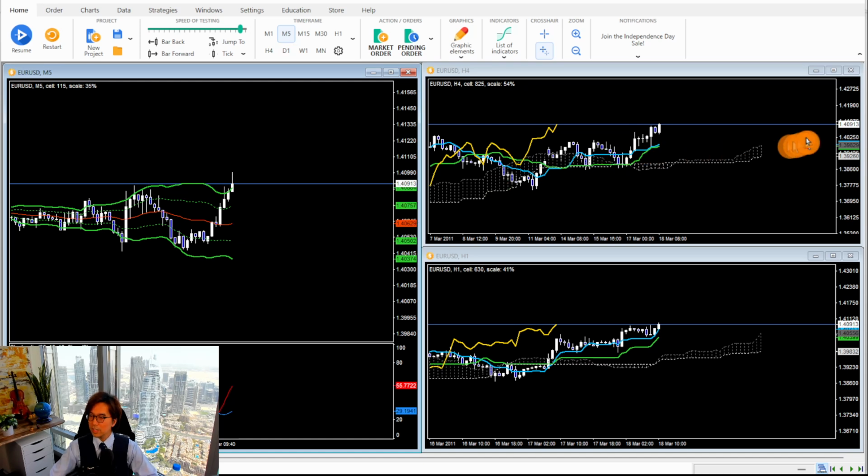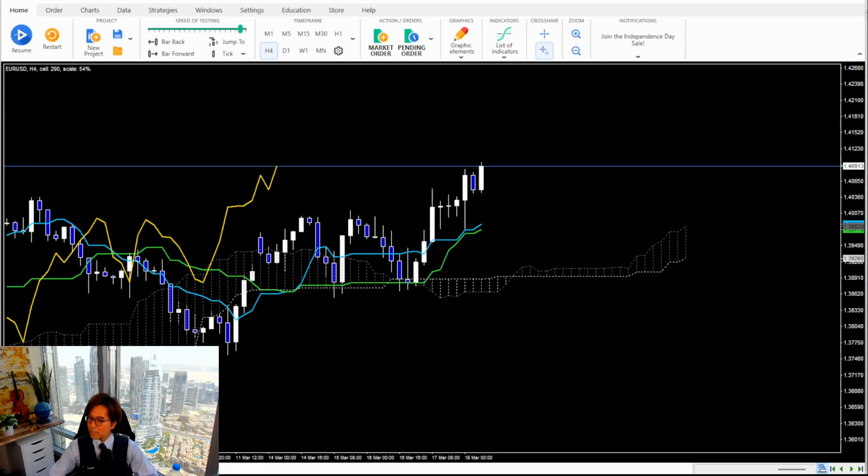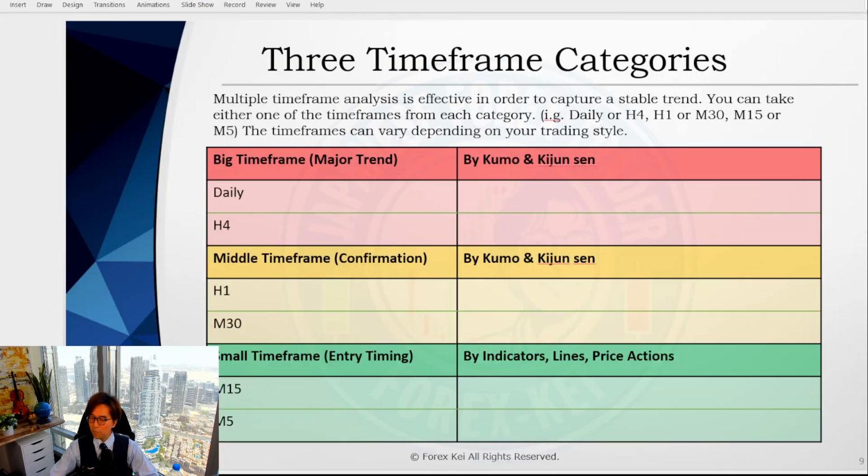Clearly. Okay, so here, at this breakout, that actually made the 4 hour, again, Kumo up, Senko span B up, A up, and Kijun Sen is up also. So that means, on this slide, back on this one, 4 hour is now up. So now, the next question is whether 1 hour is up or not.